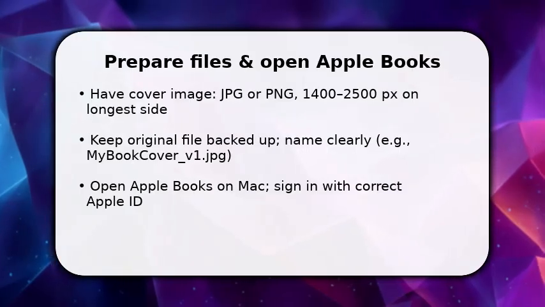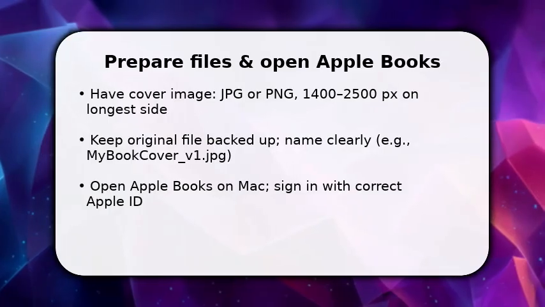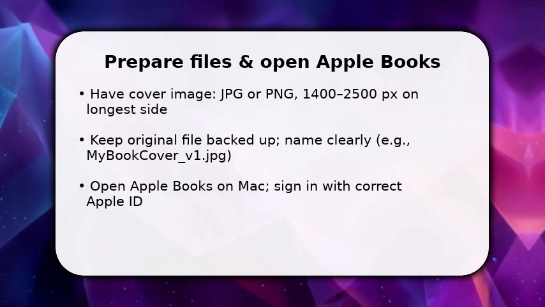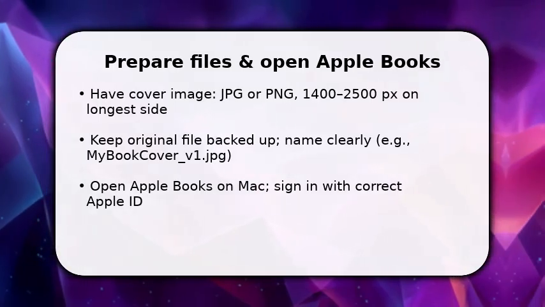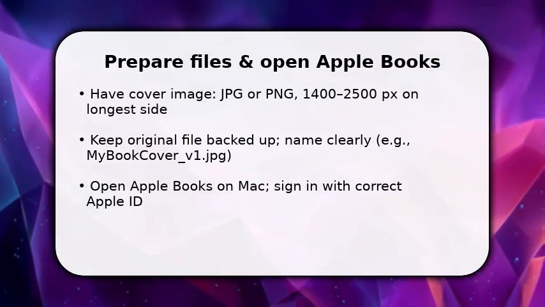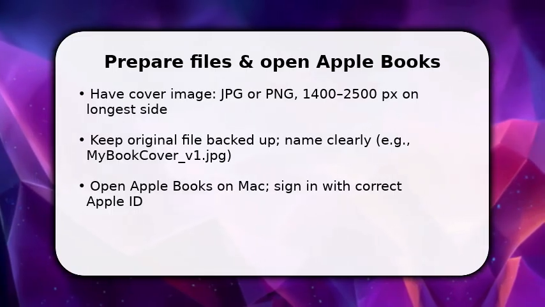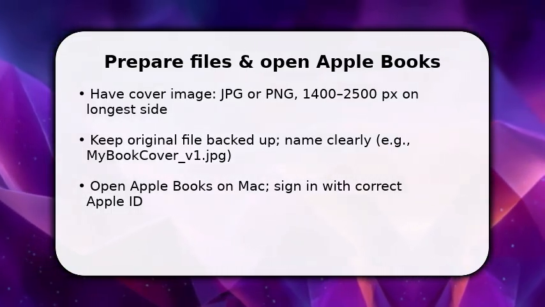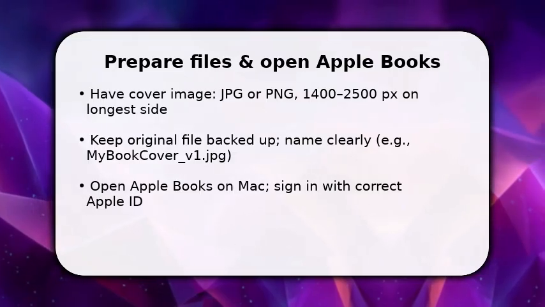You start by preparing the image and opening Apple Books. Choose a JPG or PNG sized between 1,400 and 2,500 pixels for best results. This keeps clarity across devices. Once done, back up the original so you can revert if needed, and launch Books on your Mac while signed into the Apple ID that owns the book.